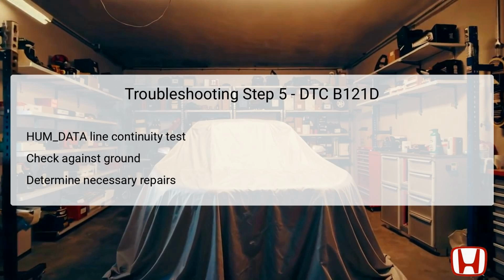Step 5 requires checking the hum data line between the climate control unit and body ground for continuity.